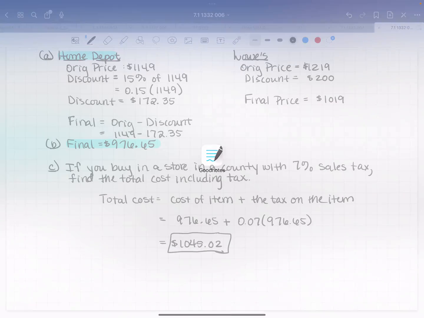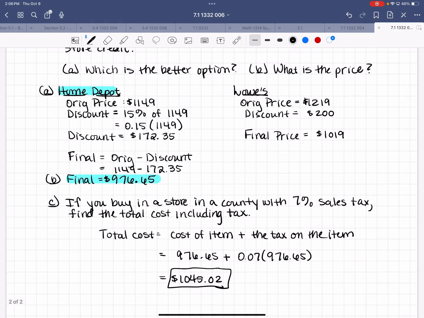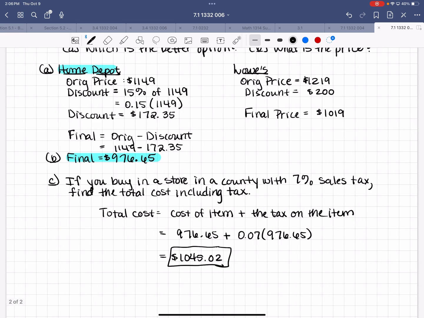Full screen. Somebody did ask me in an earlier class, would that then make Lowe's the better price? Well, it wouldn't have, because that $10.19 is without tax, okay? We would have to calculate the tax on that, and it's still going to put it over, okay?